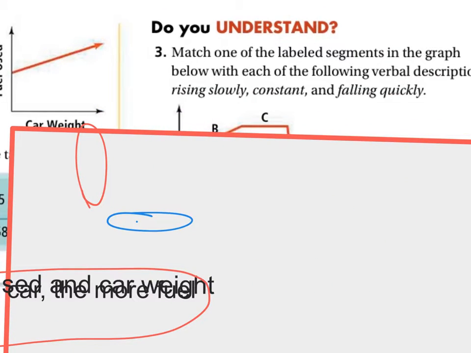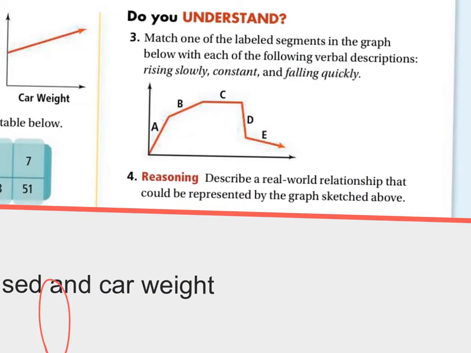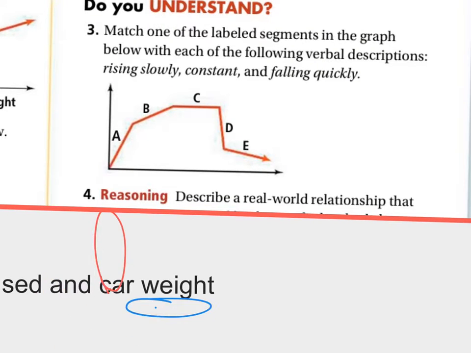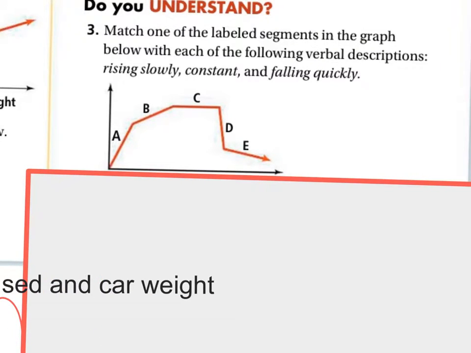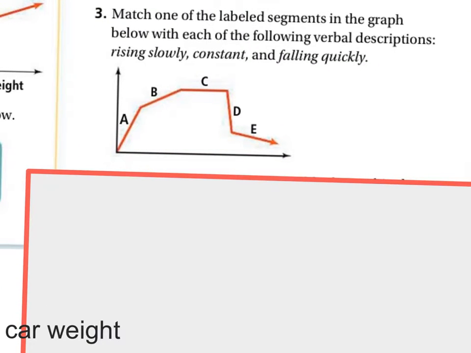So we'll look at number 3. It says match one of the labeled segments on the graph with each of the following verbal descriptions: rising slowly, constant, falling quickly. So rising slowly, if we look for something going up slowly on the graph, the slowest we have looks like B. Constant is going to be C. It's just going straight across. And falling quickly would be D.